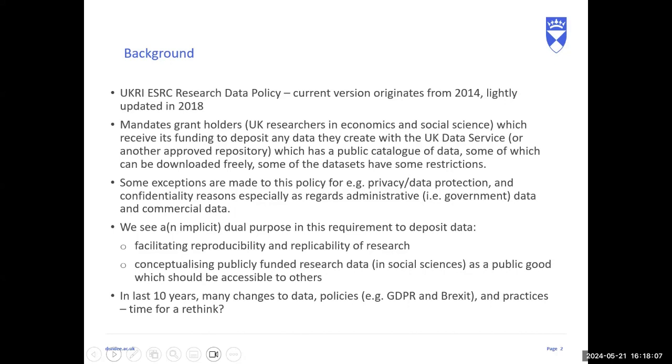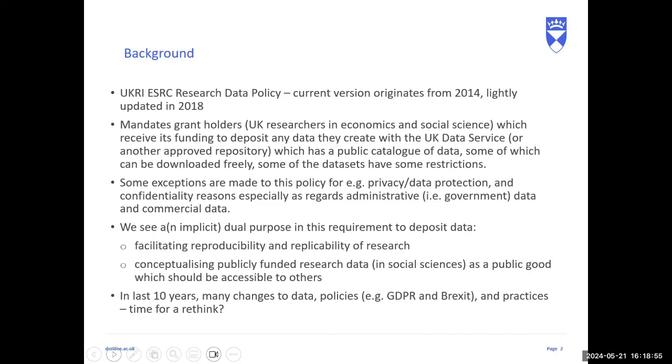The main thrust of the policy is that if you have a grant from the ESRC, which is UK-based researchers in economics and social sciences, if you create data as a part of that grant, you are supposed to deposit that data with the UK Data Service or another approved repository, and ideally that data is made freely available, although there are some exceptions and restrictions to this, as I'm sure you can imagine, for things like privacy protection and confidentiality reasons, particularly when the grants involve data that has originated with the UK government or one of the devolved nation governments, such as Scottish Government, and also data which has come from commercial sources.